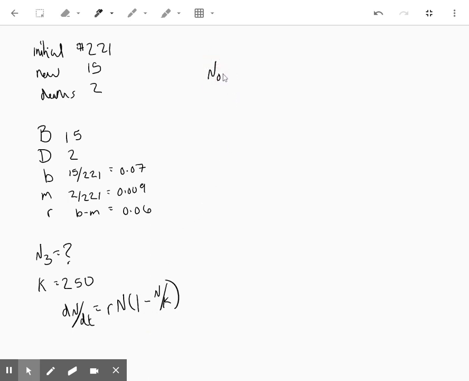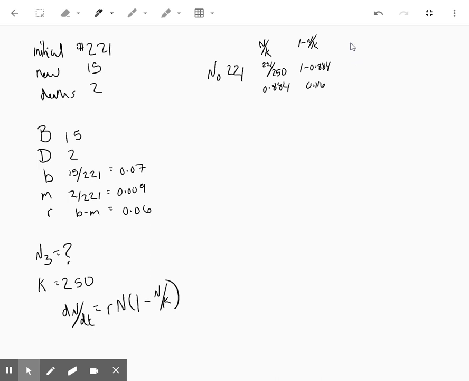Our initial population size is 221. I'm then going to solve for what n divided by k is. So that would be 221 divided by 250. And so that would be equal to 0.884. I'm then going to solve for 1 minus n over k. So 1 minus 0.884. And in this case, that's going to be 0.116.